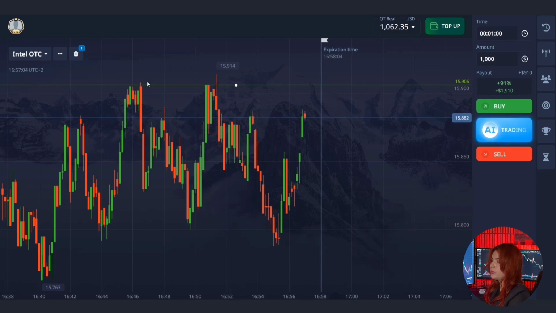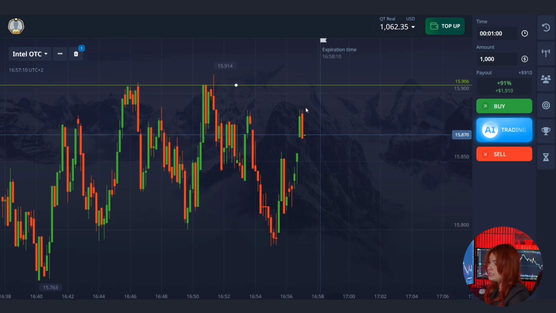At the same time, we also see that at the moment there is an upward movement. The price is approaching our level. In this situation, I suggest waiting for the moment when the price touches the level and to open a deal in the opposite direction.